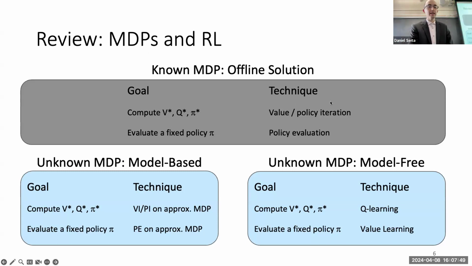And we talked about the technique. Now, if you don't know the MDP, that means you don't know the definitions of the transition probability and the reward function. We talked about model-based solution and model-free solution. So model-based means you approximate those unknown things, and then you do the same technique as if your approximation of the MDP was true. For model-free, you just ignore that process of trying to define transition and reward, and then you just directly do Q learning.